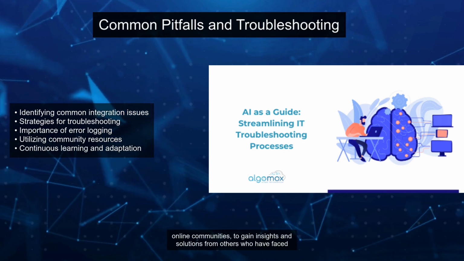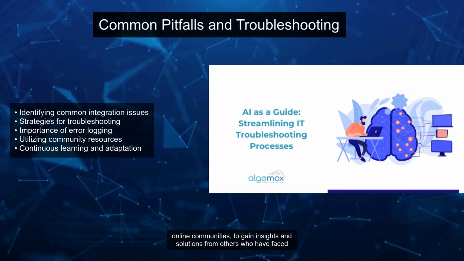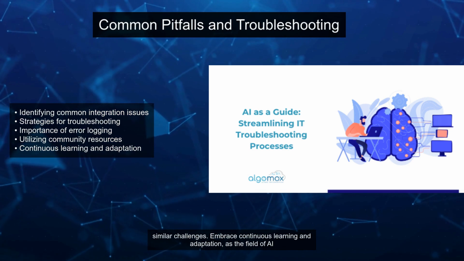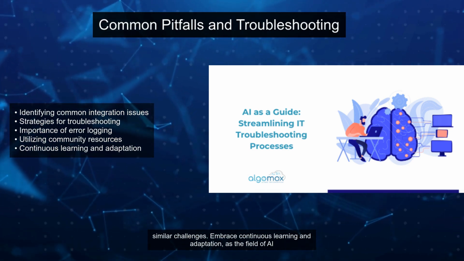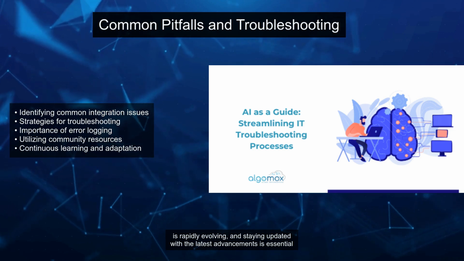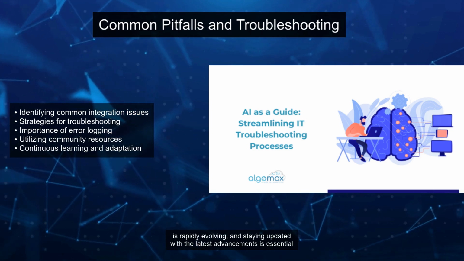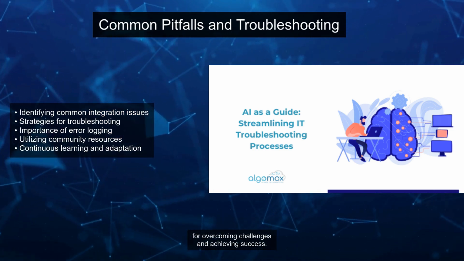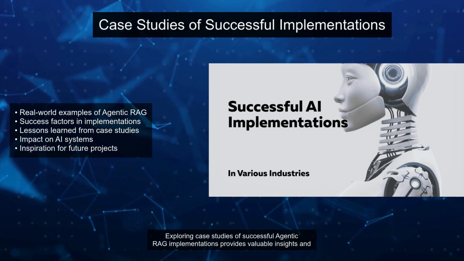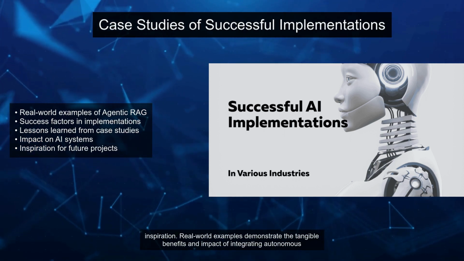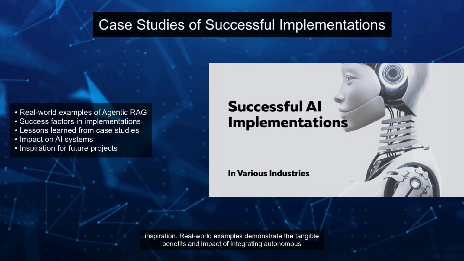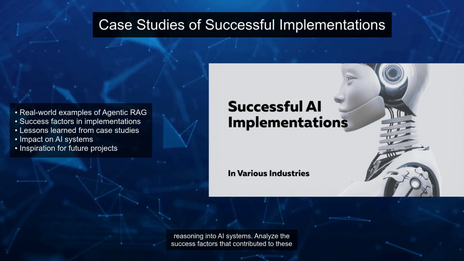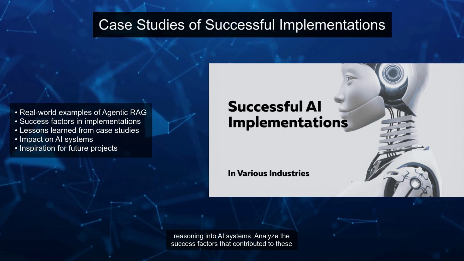Utilize community resources, such as forums and online communities, to gain insights and solutions from others who have faced similar challenges. Embrace continuous learning and adaptation, as the field of AI is rapidly evolving, and staying updated with the latest advancements is essential for overcoming challenges and achieving success. Exploring case studies of successful Agentic RAG implementations provides valuable insights and inspiration. Real-world examples demonstrate the tangible benefits and impact of integrating autonomous reasoning into AI systems.